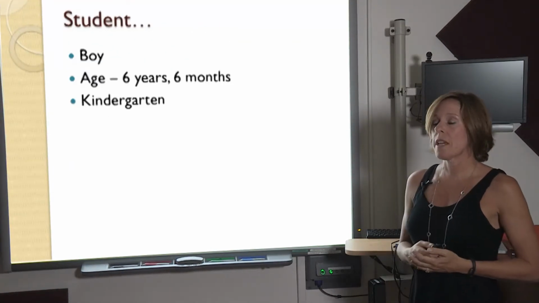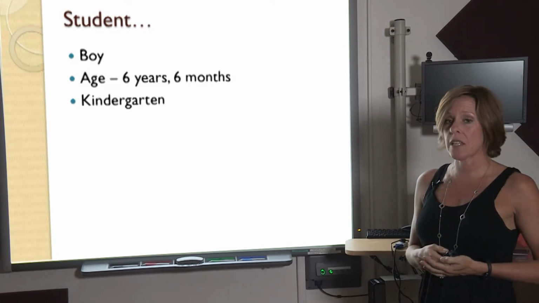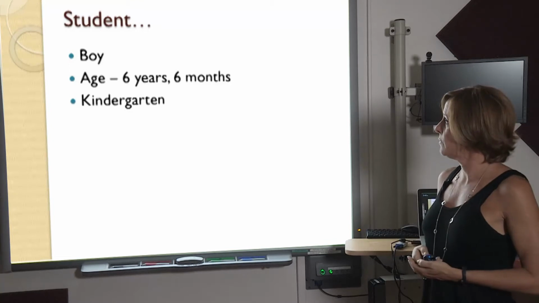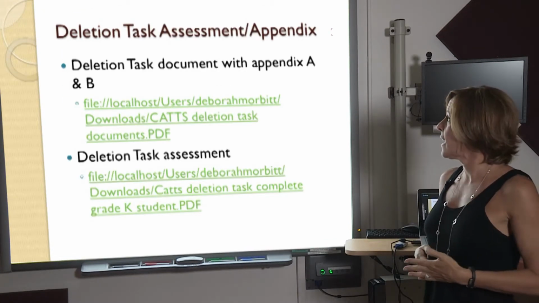Again, this student is a boy. He's aged 6 years and 6 months, and he was at kindergarten at the time of the assessment. So let's look at the Catt's deletion task and the appendix.